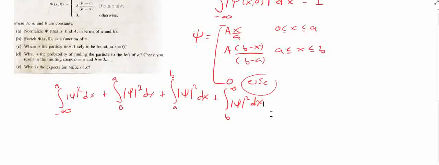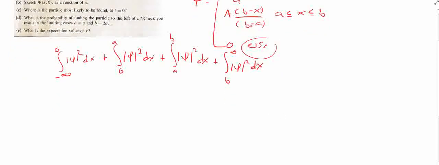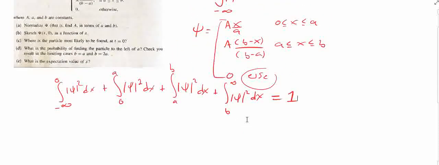Okay. So we know this all has to equal 1. But with this being a piecewise function, we can automatically eliminate the regions where psi is equal to 0, because the integral of 0 is just going to give us 0, so we can eliminate this integral and then this integral.